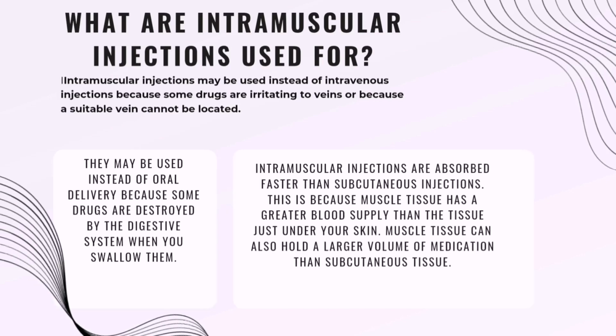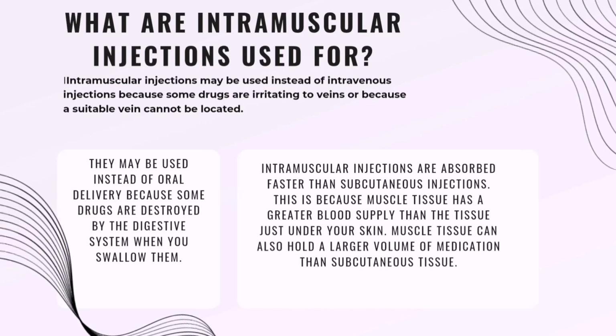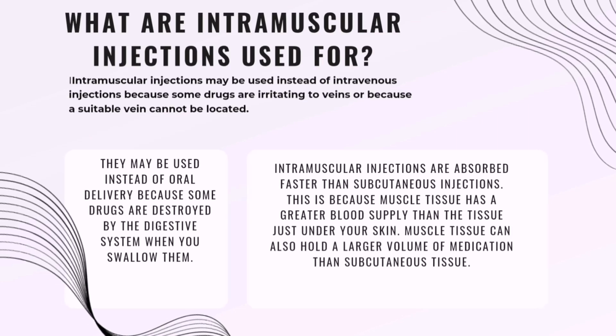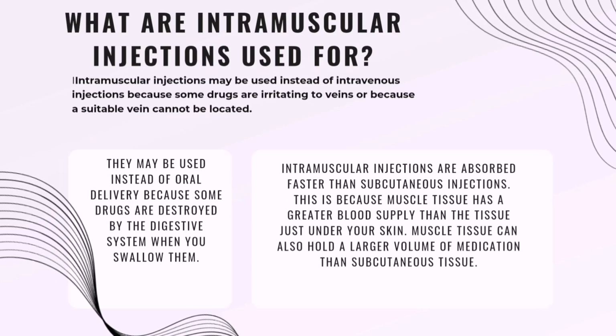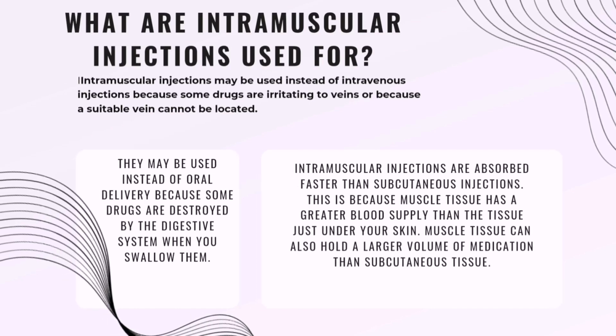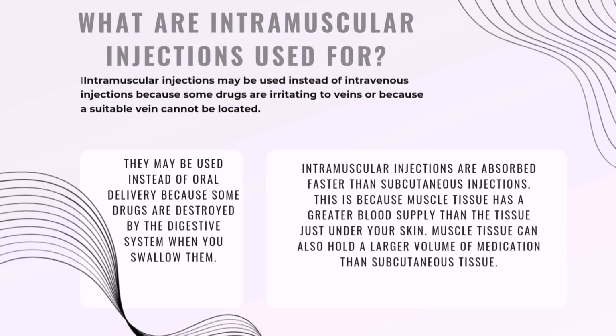Intramuscular injections are absorbed faster than subcutaneous injections. This is because muscle tissue has a greater blood supply than the tissues just under your skin. Muscle tissue can also hold a larger volume of medications than subcutaneous tissue.